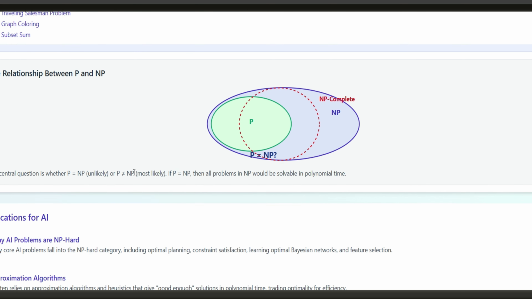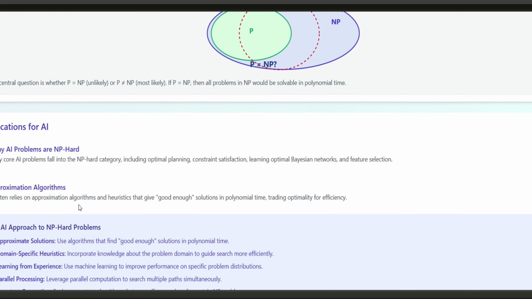So, what does all this mean for AI? Well, a lot of AI problems are NP-hard. That includes tasks like optimal planning, constraint satisfaction, learning the structure of Bayesian networks, and selecting features in a model. These are problems where finding the optimal solution is not feasible at a large scale unless P equals NP, which we are assuming is not the case.